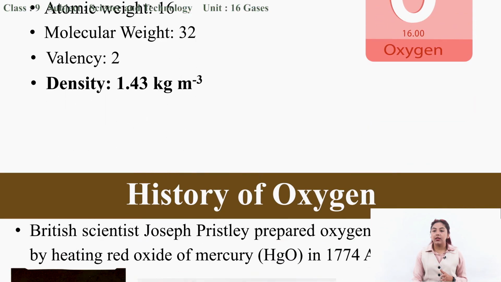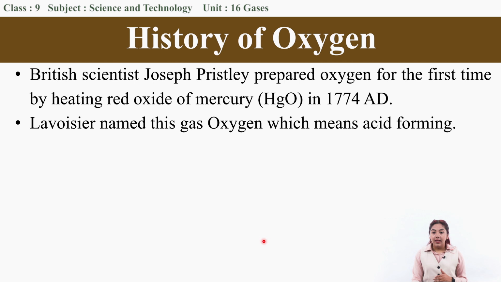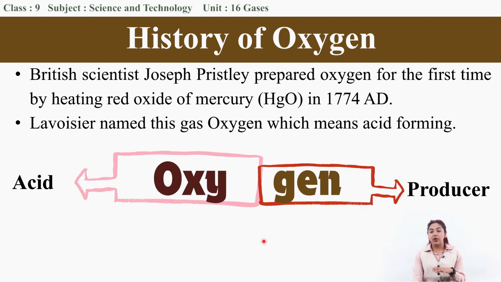Now let us study a little bit of the history of oxygen gas. British scientist Joseph Priestley prepared oxygen for the first time by heating the red oxide of mercury, that is HgO, in 1774. Later, Lavoisier named this gas oxygen, which means acid forming. Oxy means acid, gen means producer. That's why he named this gas oxygen.